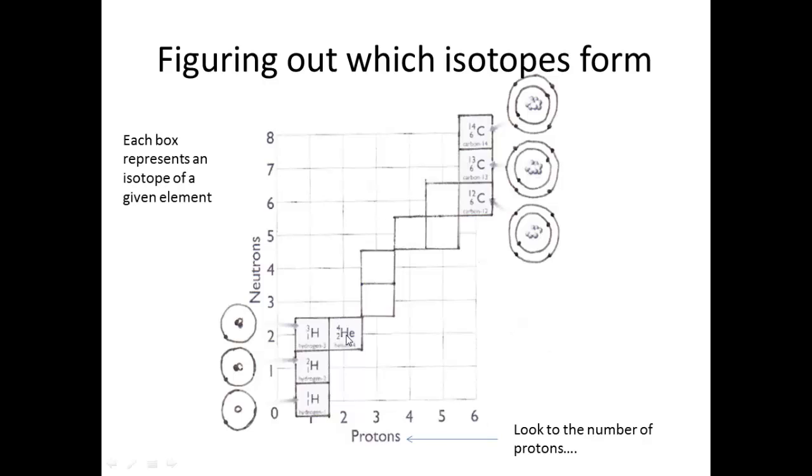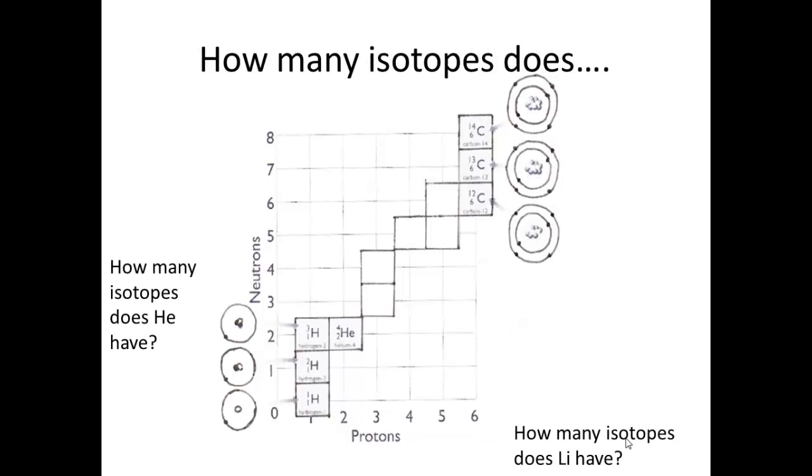So I want you guys to take a second and fill in these other boxes over here. So we look at Li. We figure out helium and Li. Helium only has 1 isotope, and that's helium with 2 protons and 2 neutrons. So that's why it's helium-4. That's the only isotope of helium.